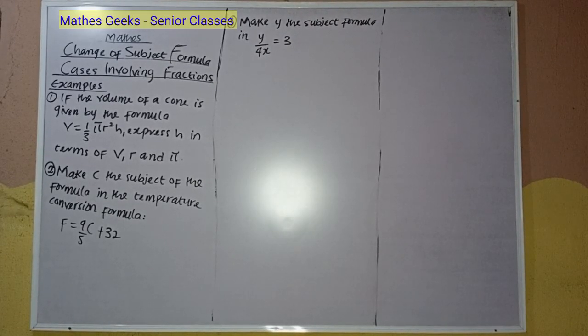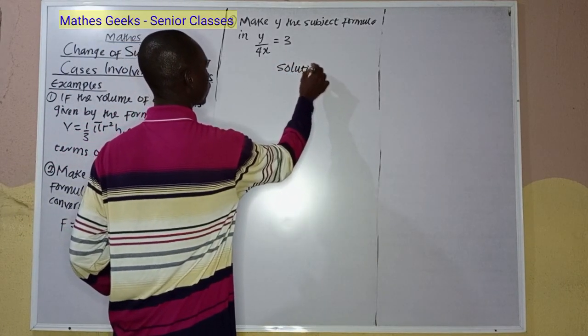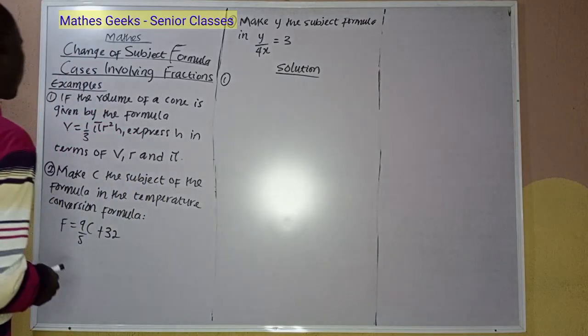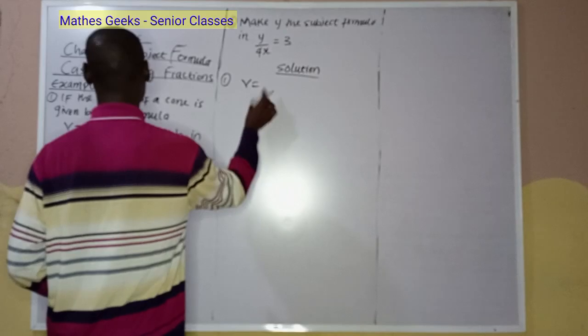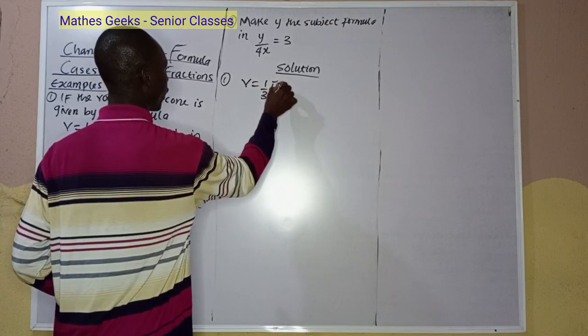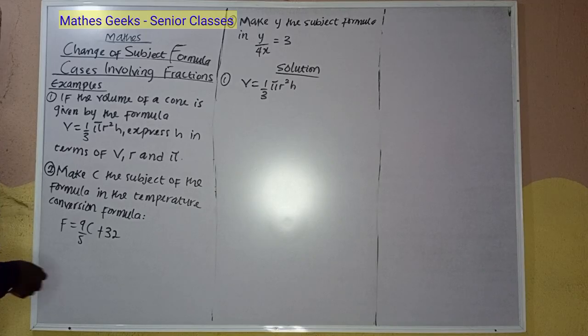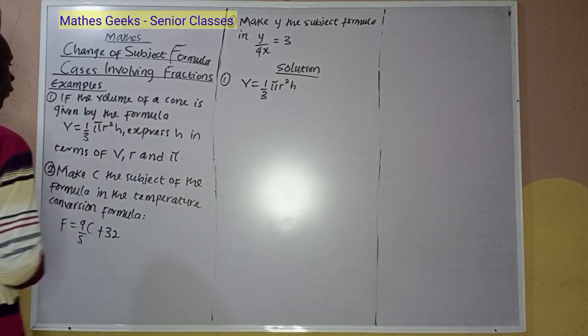The focus of this video is cases involving fractions under change of subject formula. Let's proceed. Number one, if the volume of a cone is given by the formula V is equal to 1 over 3 pi r squared h, express h in terms of v, r, and pi. What it means is that make h the subject formula.